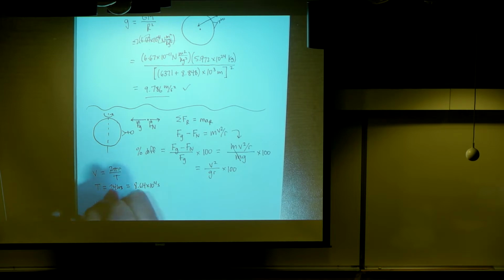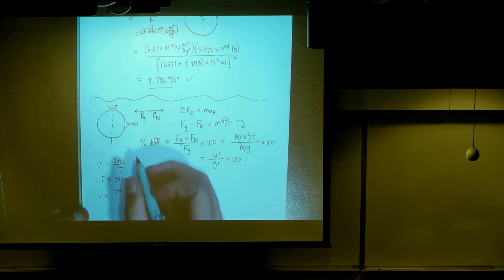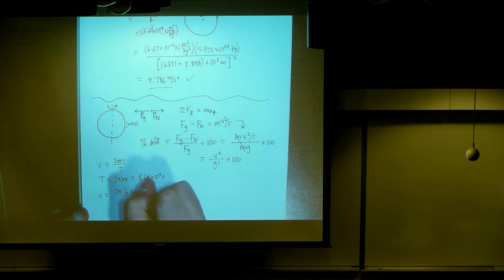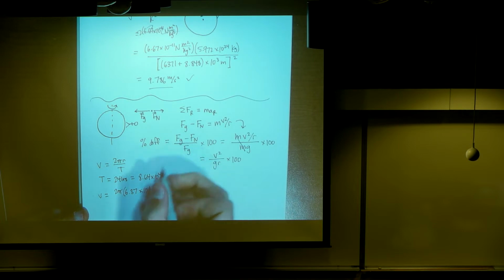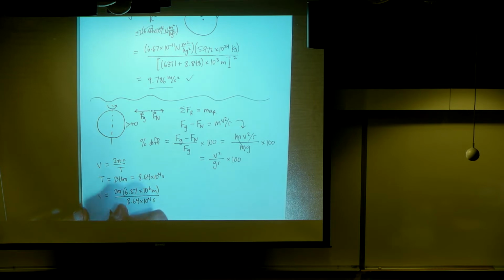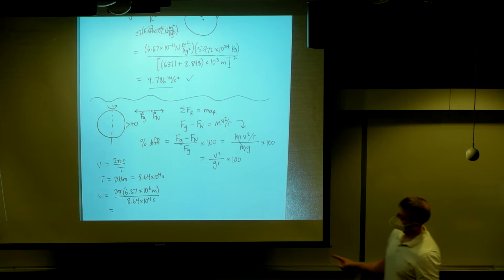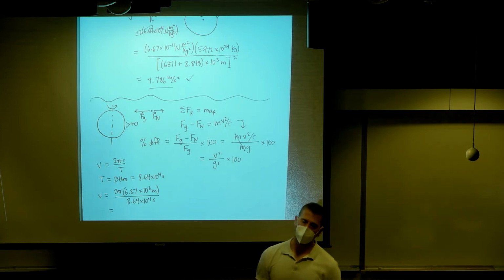So that means our speed is 2 pi. Okay, now I'm going to plug in r. The radius of the Earth in meters is about 6.37 times 10 to the 6 meters. And we're dividing that by 8.64 times 10 to the 4 seconds. Now, can someone crunch those numbers for me? This is going to be the speed of your rotation standing on the equator.